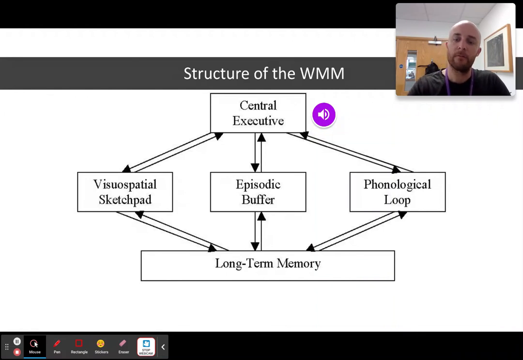If I give you 2 tasks from the same slave system, so if I get you to listen to two different conversations in the room and pay equal amount of good attention to both, is that hard? Or is it harder if I get you to do one phonological loop task and one visuospatial task? What would be harder?